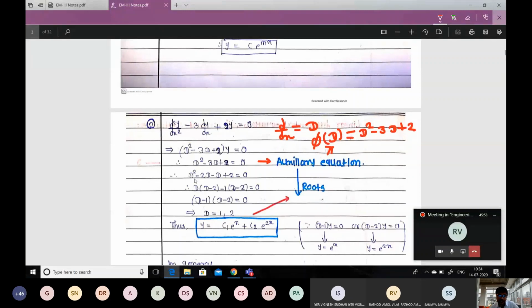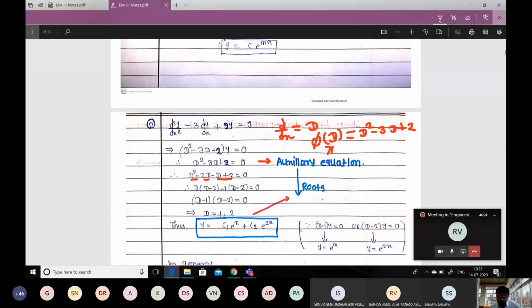So I can factorize this way: d square minus 2d minus d plus 2 equal to 0. From the first two terms I'm taking d common, so d in bracket d minus 2, and from the last two terms I'm taking -1 common, so inside the bracket we are left with d minus 2. Now we can take d minus 2 common, so we get (d minus 1)(d minus 2) equal to 0, and after equating to 0 we get d equal to 1, 2.